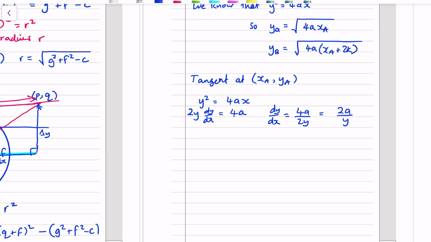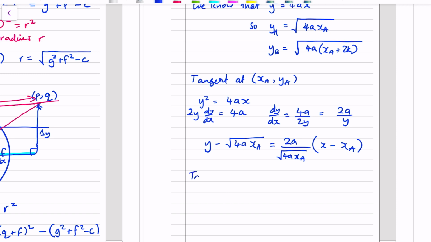Now, the equation of a tangent is just a straight line, so I can use the y minus y1 equals m times x minus x1 formula. The y value, the specific point is ya, but I know that ya is the square root of 4a xa. So y minus the square root of 4a xa equals the slope 2a over the square root of 4a xa, all times x minus xa. So that's one tangent.